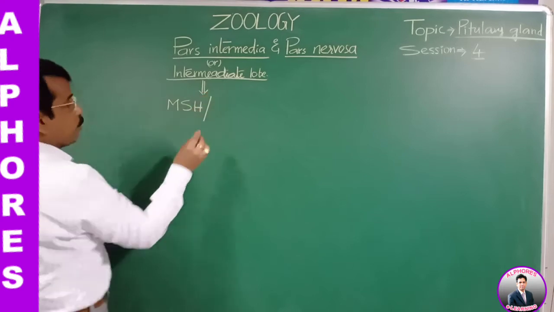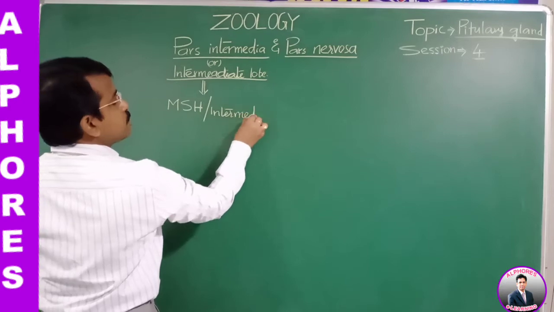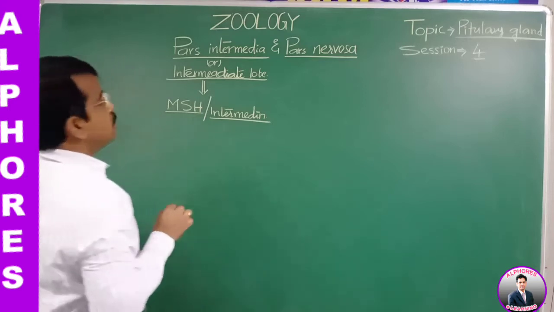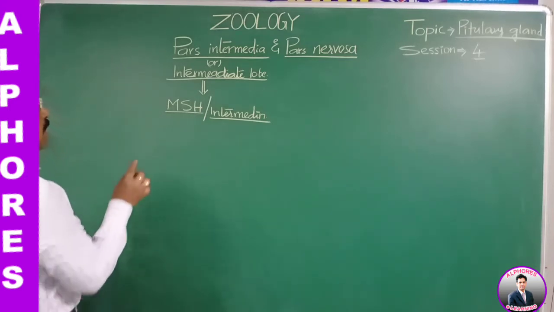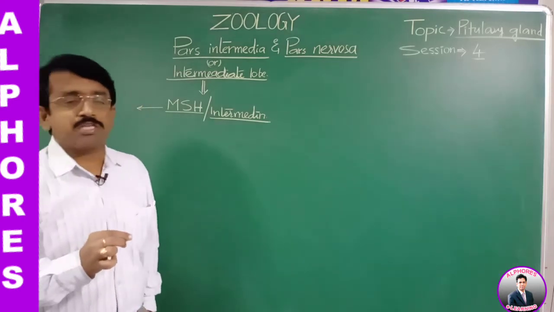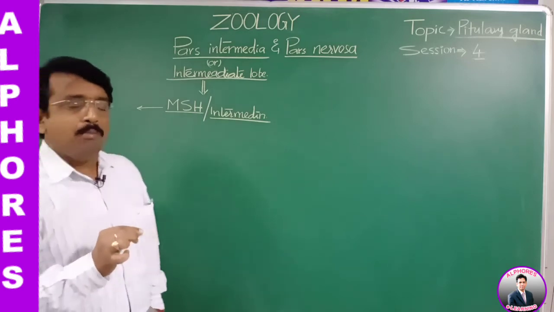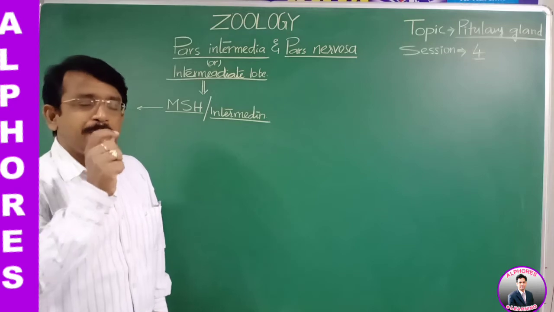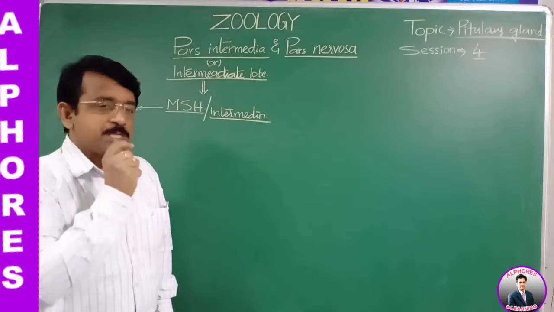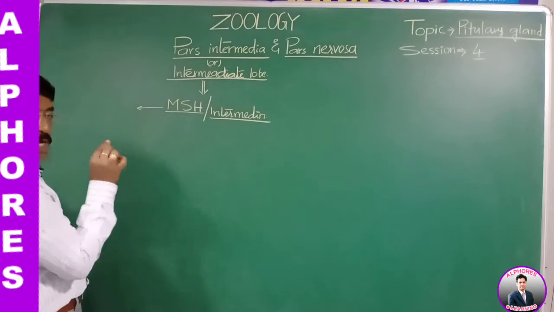It is also named intermedin, melanocyte stimulating hormone, or intermedin. Generally, this melanocyte stimulating hormone is the hormone in the case of amphibians. It stimulates the melanocytes of the skin, nothing but the pigmented cells of the skin, such that it plays a role in the stimulation of the pigmented cells named the melanocytes.